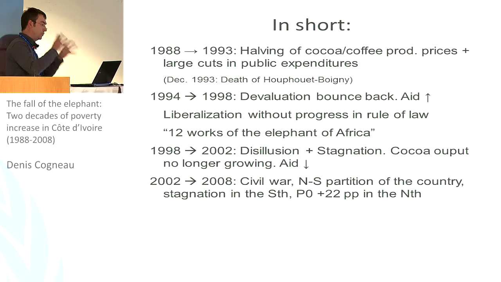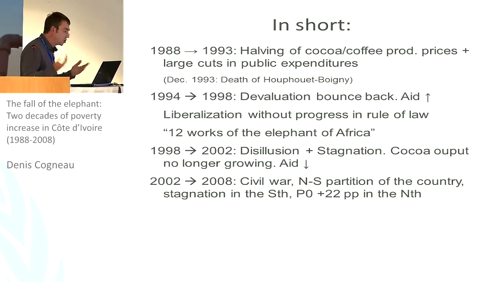So in short, coming back to this division in sub-periods, between 1988 and 1993, the main factor that guides poverty evolution is the halving of cocoa and coffee producer prices. That was, in fact, completely guided by the fall of international prices in 1987. The cut of producer price had been postponed until 1990, but it was still put in place in 1990. And you have also large cuts in public expenditures during that period. So this is perhaps the darkest part of structural adjustments.